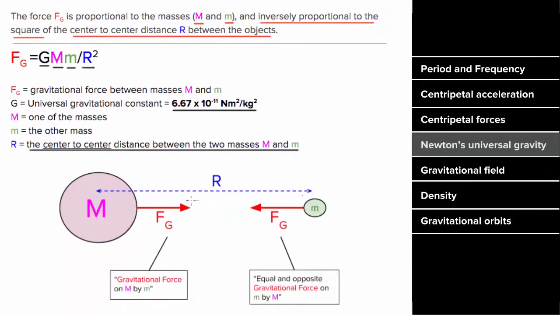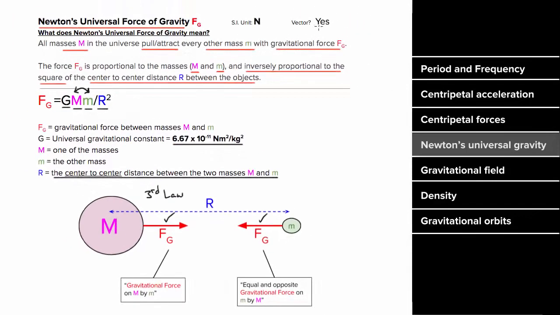And even if these two objects have different masses, the magnitude of the force they exert on each other is going to be the same. This is illustrated by the formula, since you could swap these two masses and you get the same number. And it's also something we know from Newton's third law. This force of gravity is a vector and it has a direction. The direction is always such that it attracts every other mass. And since this is a force, the unit is newtons.